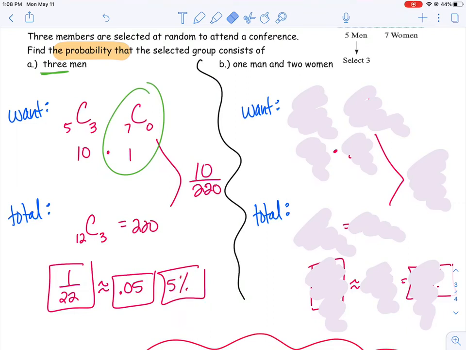Or if they ask me for a percent, I can say 5%. There's a 5% probability that I'll pick all 3 men out of the group of 12 people to go on this conference.